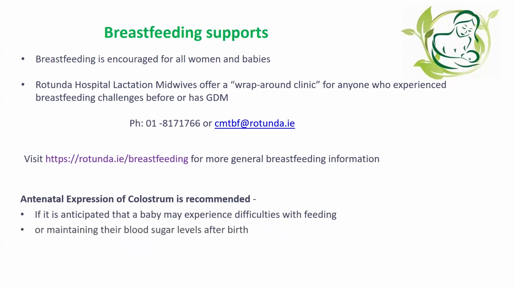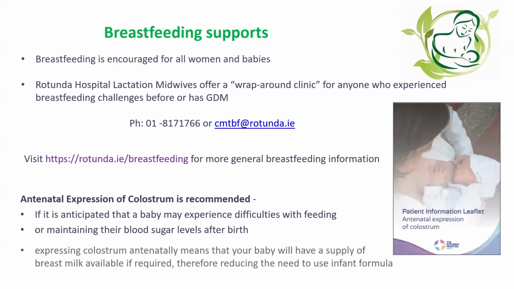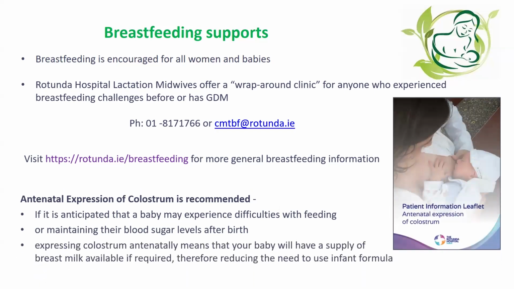Or maybe if it's anticipated that baby might have difficulty maintaining their blood glucose levels after birth, which may be a risk after having gestational diabetes, it's helpful to have colostrum readily available as well. Or I suppose also expressing colostrum means that your baby will have a supply of breast milk available if required, and therefore it reduces the need for use of infant formula. If you want more information on colostrum harvesting or expression of colostrum, it's helpful to link in with the Wraparound Clinic. This is their email address and their phone number. There's also more information available on the Rotunda website.